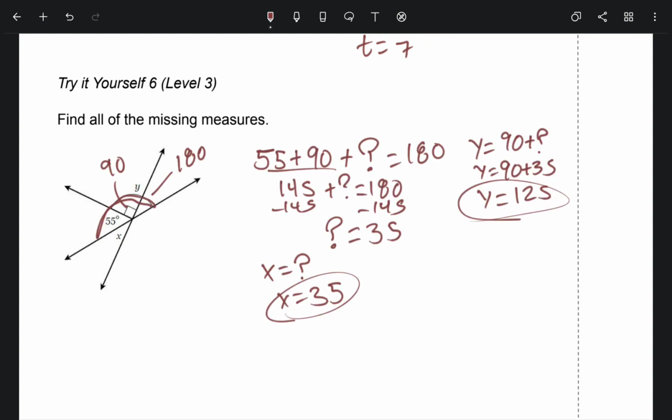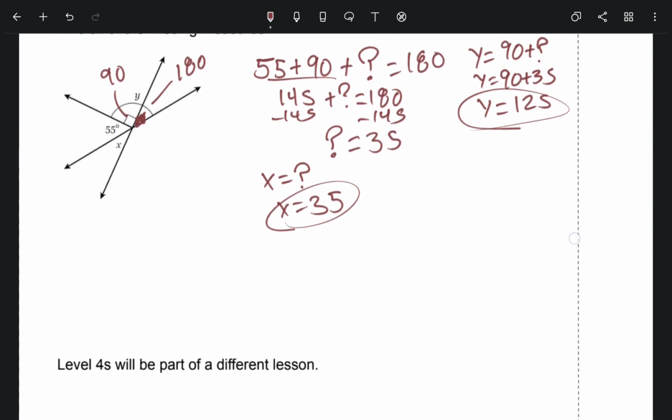There you go. Now this one was a little tricky because you need to find all of Y. So you need to figure out this angle first, which is what I did here with this question mark. But yeah, once you find the question mark, you can start plugging that in, and that will give you Y and X.